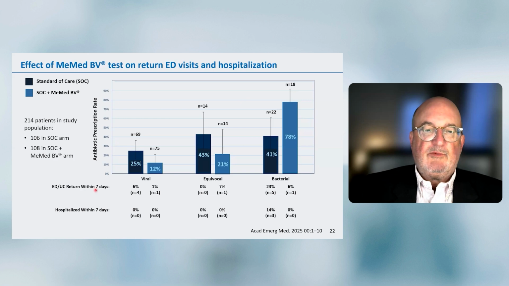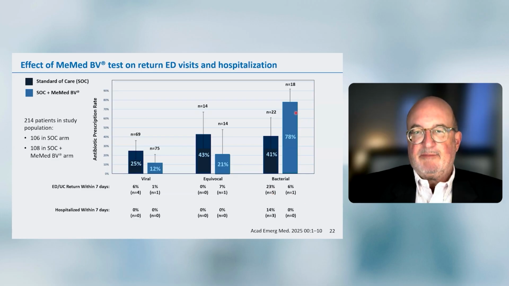When you look at ED return visits or hospitalization within 7 days, you can see that when the score was viral, there were 4 of those patients who returned to the ED within 7 days, and only 1 in the group that had knowledge of the MeMed-BV score when the antibiotic prescription was made. In the bacterial group, when there was a bacterial score, 5 of those patients, or 23%, actually returned within 7 days, and only 1 of those that had a bacterial score returned within 7 days.